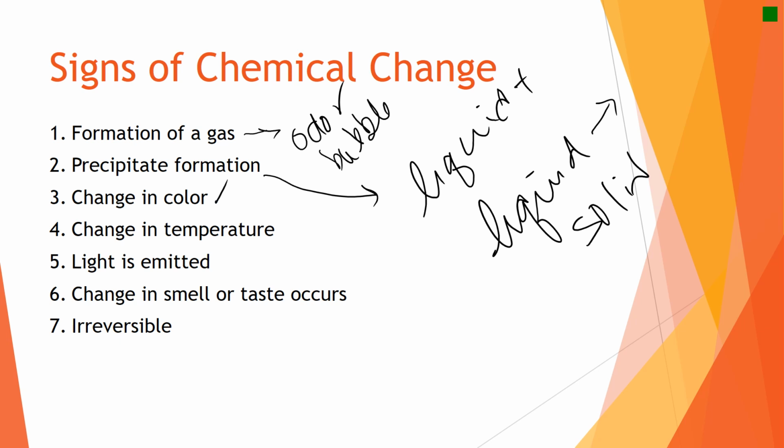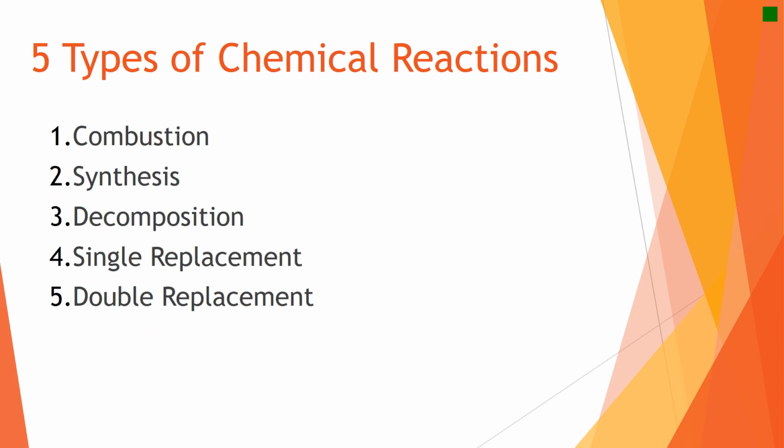You'd see a change in color, change in temperature, both hot or cold. You see light. You have a different taste or smell, so it kind of goes with that, and it is irreversible. What are those 5 types of chemical reactions that you are going to be expected to know?